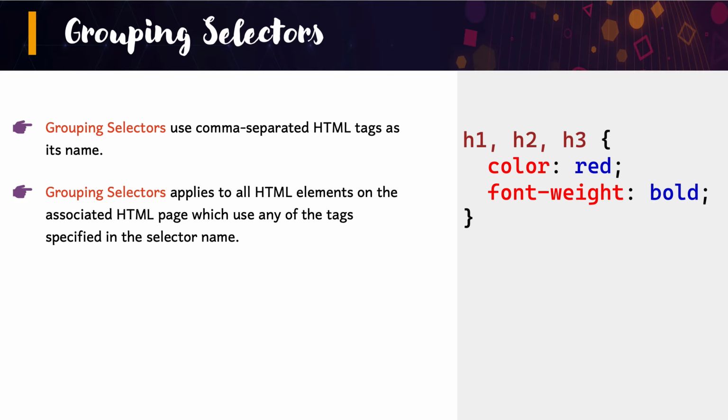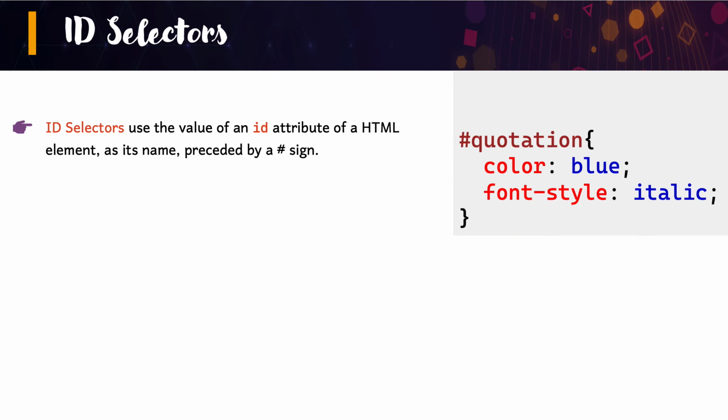These are all characterized by somehow directly referencing a specific HTML tag, therefore becoming applicable to all HTML elements that use those tags. But what if we want something more specific? Okay, CSS has that covered too. Let's look at what is an ID selector. ID selectors use the value of an ID attribute of an HTML element as its name, preceded by a pound sign. Sometimes this is also referred to as a hash sign.